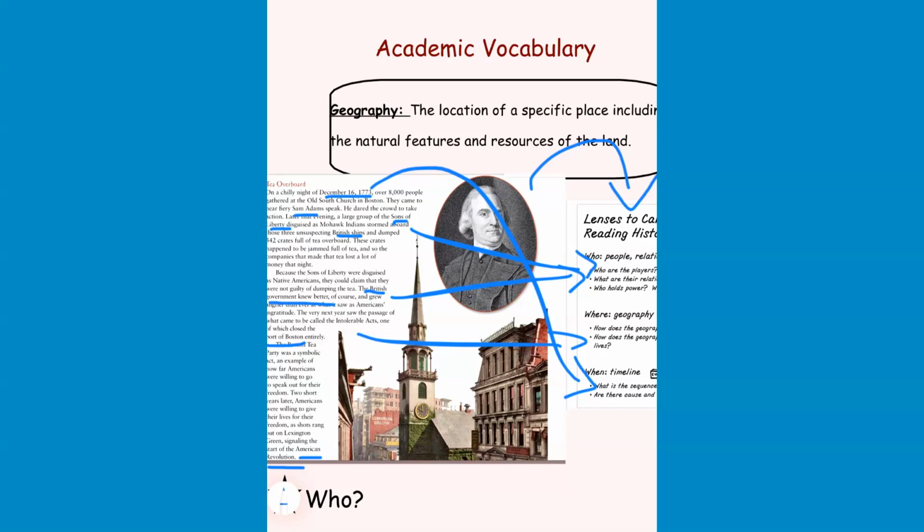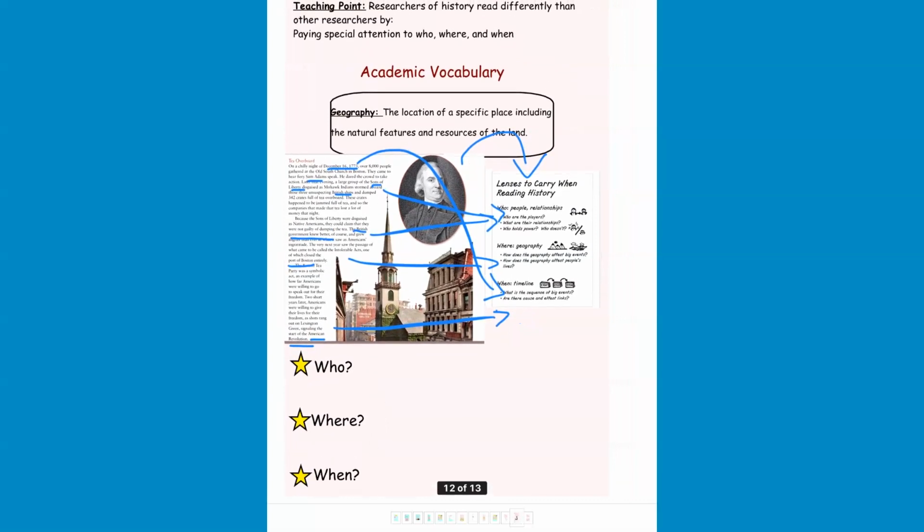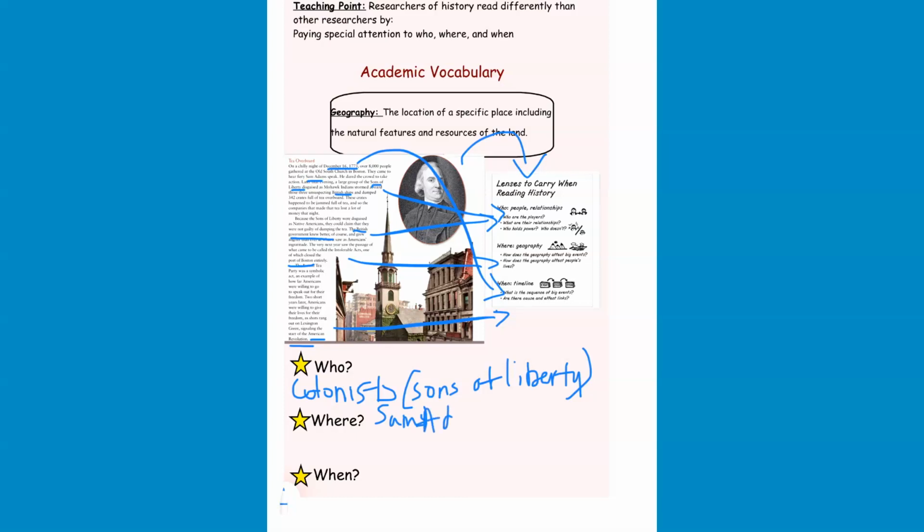Wow, the American Revolution happened after the Boston Tea Party. So reading with a lens really helped me to understand what was happening in this text and to keep track of all the important things I'm learning. So who? We said the colonists. And if we wanted to be more specific, we can say the Sons of Liberty. They're giving us the name of a very specific person there, Sam Adams. And they're all fighting the British.